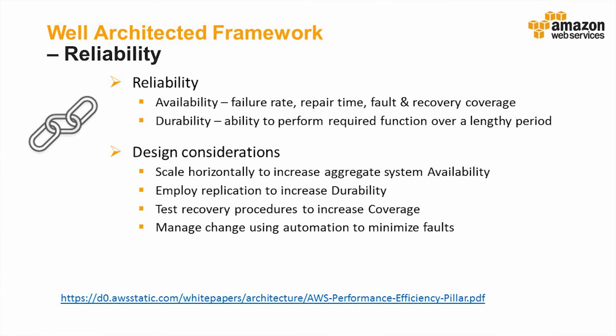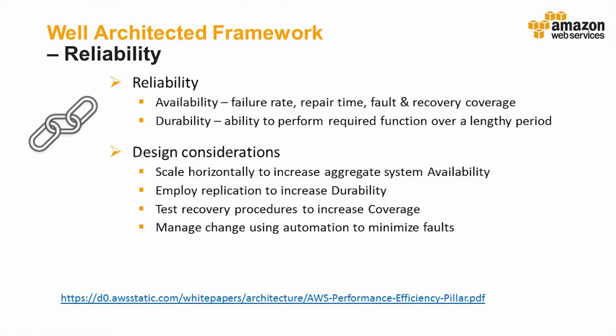First, scale horizontally to increase aggregated system availability. Consider decoupling one large resource with multiple small resources to reduce the impact of a single failure on the overall system. Use AWS Elastic Load Balancer to distribute requests across multiple smaller resources to ensure that they don't share a single point of failure. Second, employ replication to increase durability. We shall leverage replication capabilities by such AWS services as RDB, DynamoDB, and S3.